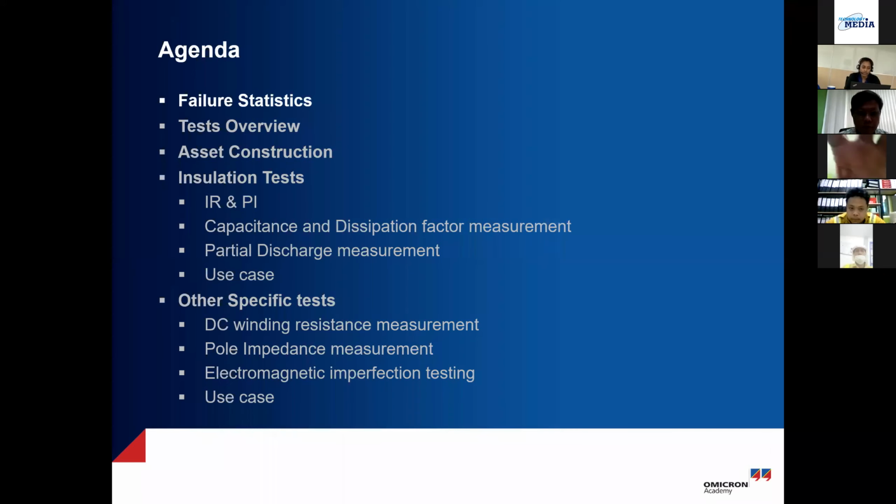So what we will be talking about today in the agenda, because my introduction is already done, is the failure statistics, and then going into the test overview directly. So we will directly jump into the interesting technical topics, and then we will talk a little bit about the asset construction, and finally, we will go into the individual tests, so some insulation tests and other specific tests. I've not included all the tests here because of the time constraint, of course, but if you have any queries, you can get back to us anytime.